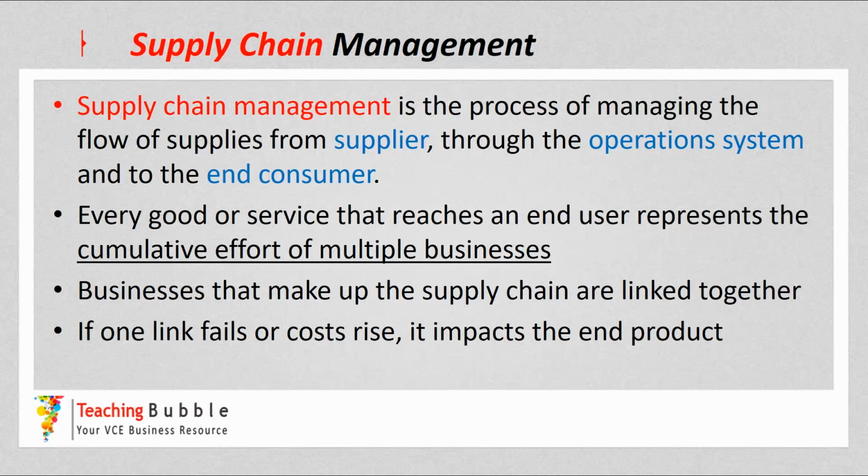And businesses that make up the supply chain are all linked together, because a good or service is actually produced, and there's a whole cumulative effort that's linked together in order to create that final good or service. And if one of those links fails or costs rise, then it impacts the end product. So it's crucial that a business manages the whole supply chain. So every business that is involved in producing that end product, it's important that they are managed in the most appropriate manner so that costs can be reduced, but also quality and value can be maintained to the consumer.